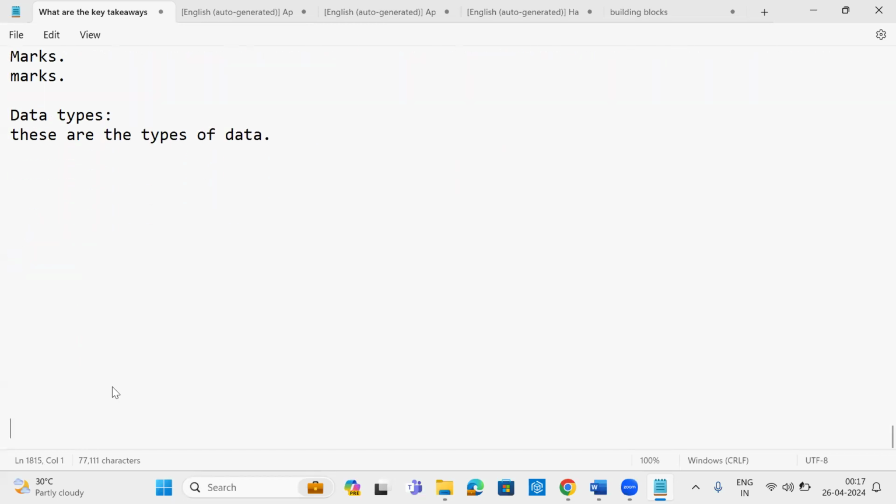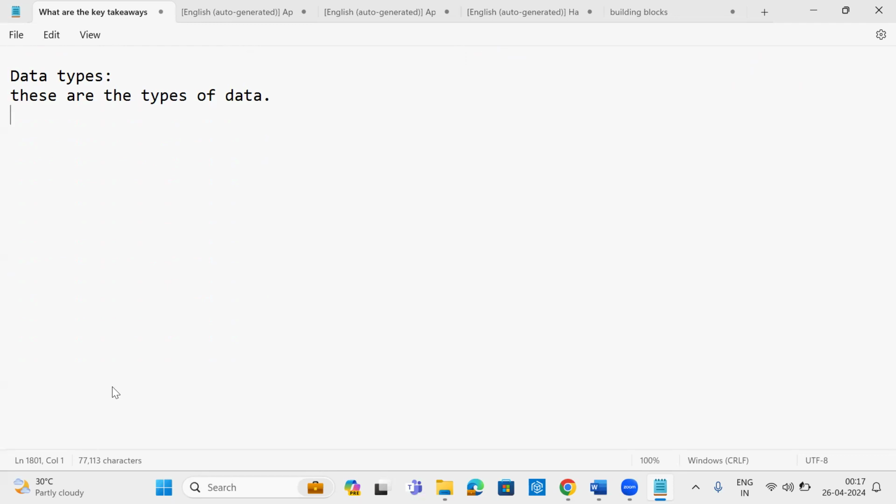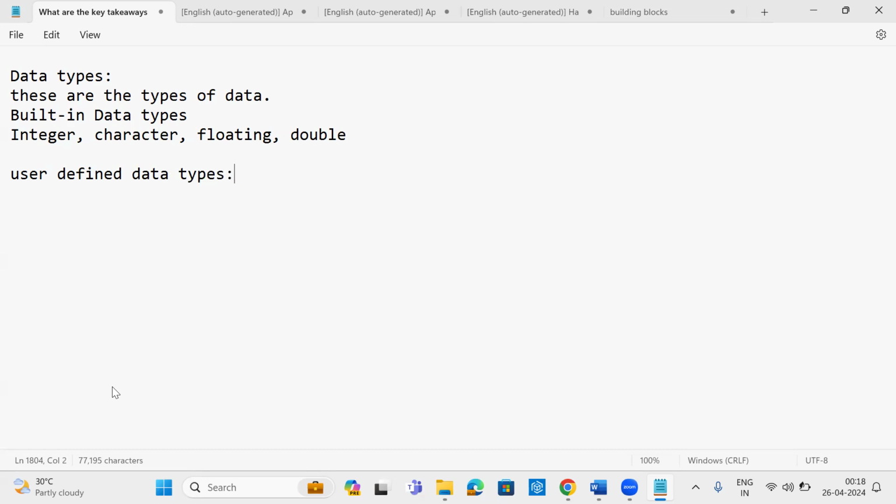And in C, let's understand what the different data types are. Very importantly, we have built-in data types in the C programming language, like integer, character, floating, then we have double, okay? And we have some user-defined data types like array, string, structure, okay? These are the data types.